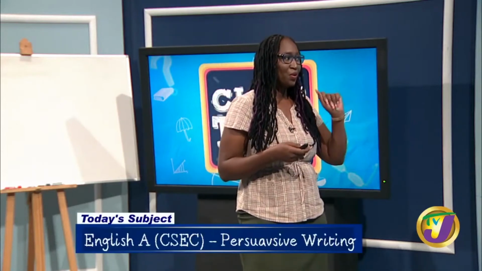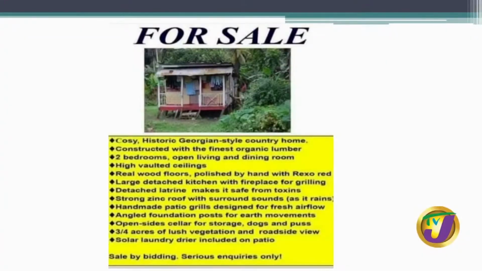That is the property that you are buying based on the description. Now look at the house. Look at the description. Are those things truthful or not? It said, historic Georgian-style country home. It says, constructed with the finest organic lumber. 2 bedrooms, open living and dining. So if you look at the description, that was very persuasively written, and you look at the actual structure, it is quite accurate. There were no lies told here.